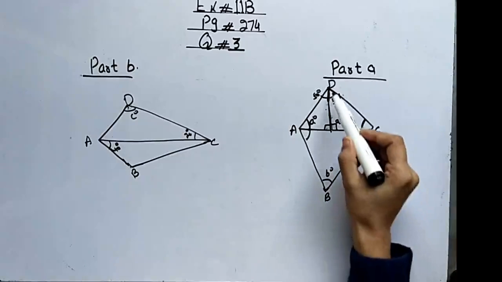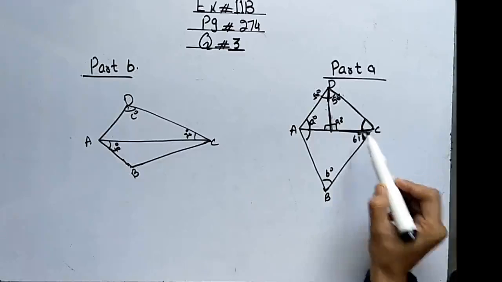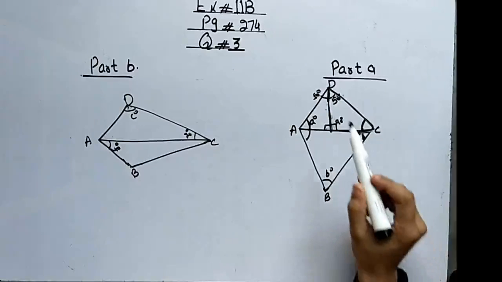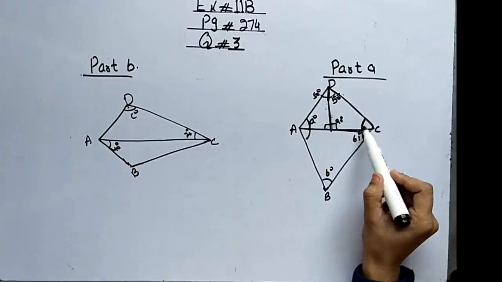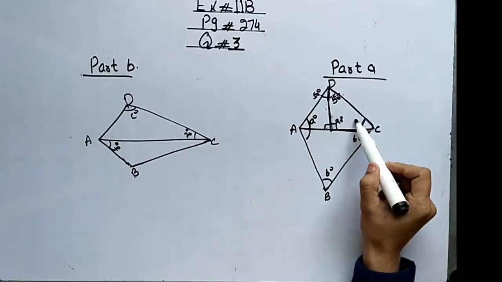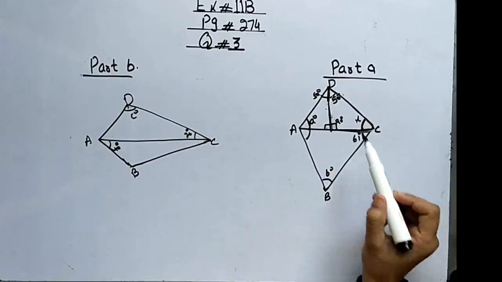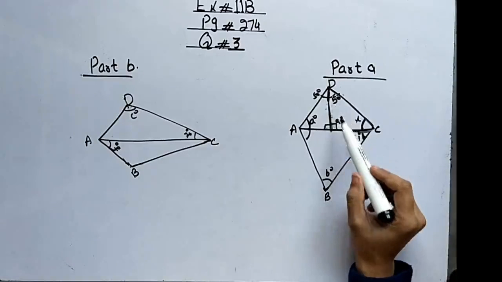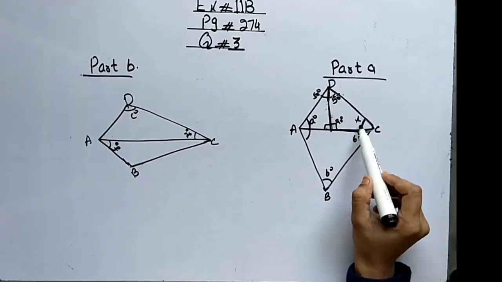And look here, this is a triangle shape. In a triangle, two angles are given and the third one is unknown. You can suppose it is X. In a triangle, if two angles are given, then we can find the third angle.